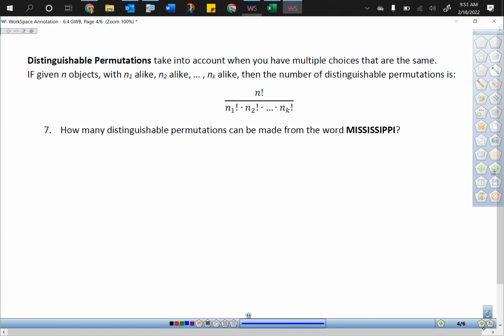So let's look at number 7. How many distinguishable permutations can be made from the word Mississippi? Now, how many letters are in the word Mississippi? Total letters: 11. There's 11 letters.